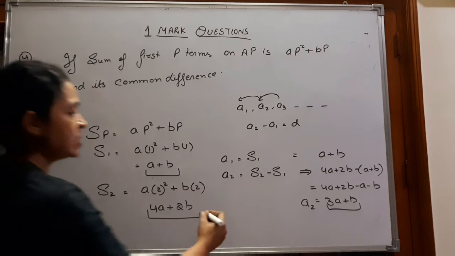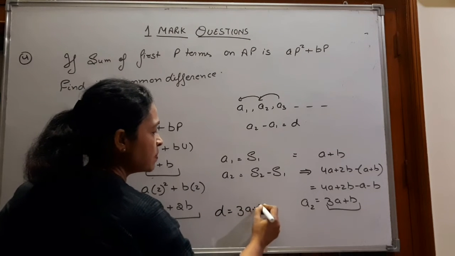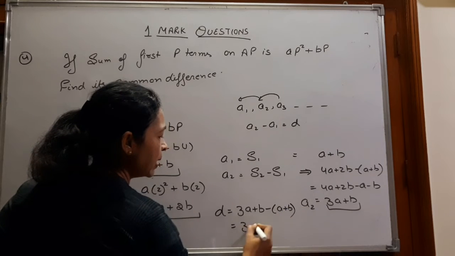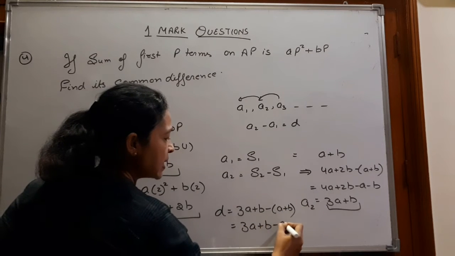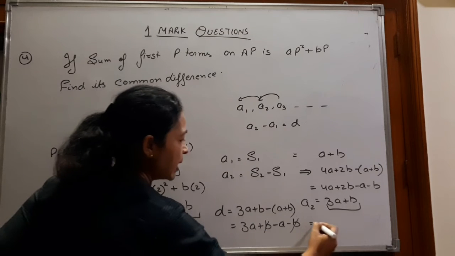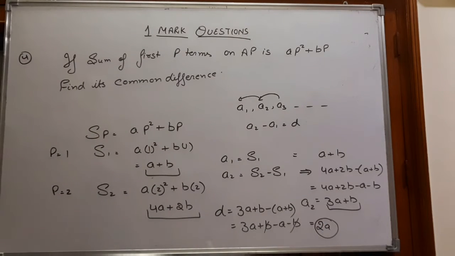Now we have to find the common difference. The common difference is d, a2 minus a1: 3a plus b minus (a plus b). 3a plus b minus a minus b. b and b get cancelled. 3a minus a, 2a is the common difference of our AP.